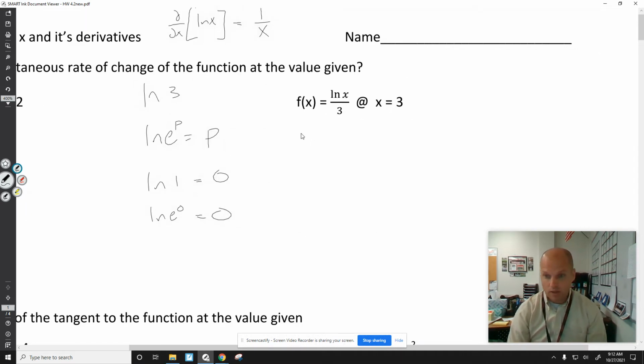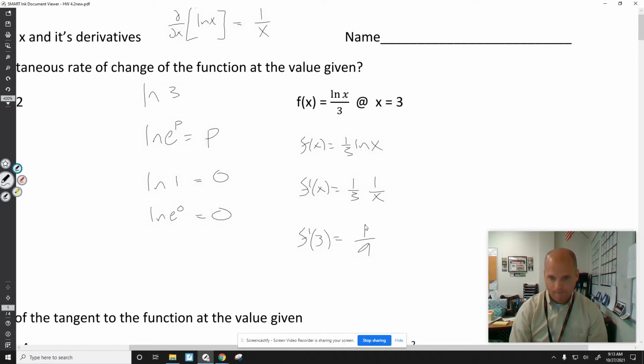If I have log x over 3, I don't have to use the quotient rule. You can rewrite it as 1/3 times the natural log of x. And then taking the derivative, just leave the constant. Derivative of log x is 1 over x, plug in 3. Okay, that's telling me this function is increasing by 1/9 y per x at x equals 3.